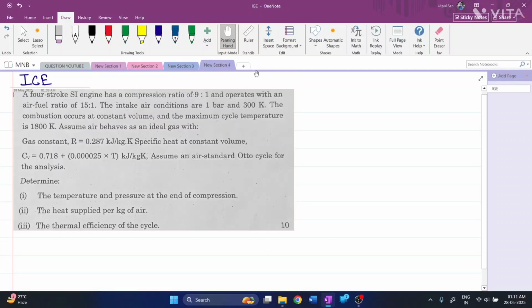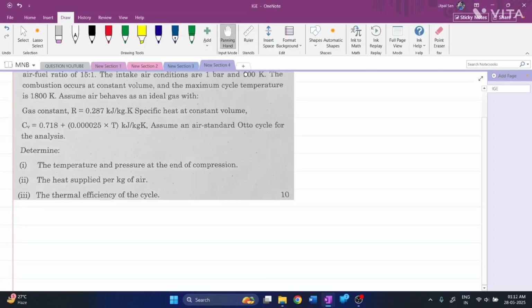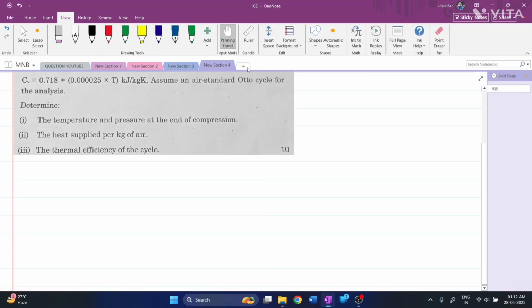So let us start with today's question. Today's question is: a four-stroke SI engine has a compression ratio of 9:1 and operates with an air-fuel ratio of 15:1. So let us write the given data of the question itself.